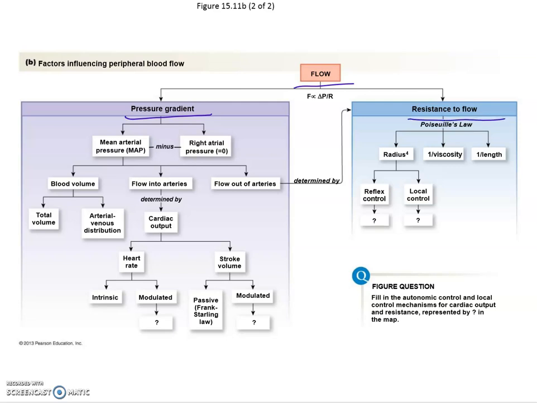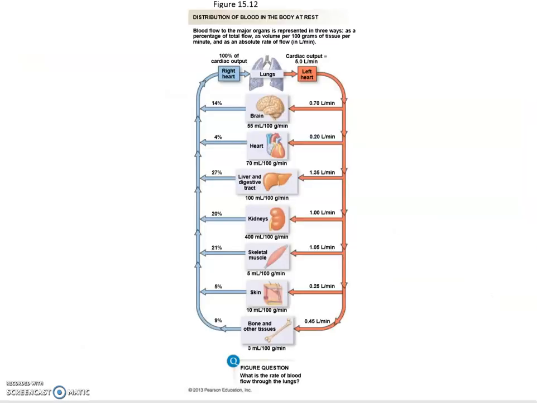And the resistance to flow is basically the blood vessel diameter, which is also controlled by various types of factors. Now let's take a look at the distribution of blood in the body at rest. The biggest concern for your body would be to deliver enough blood to the brain and to the heart itself. The brain and the heart must always get a very fresh and continuous blood supply, no compromises. The liver also gets a good amount, and the kidneys, skeletal muscle, skin, bone, and other tissues, so they all have their distributions.